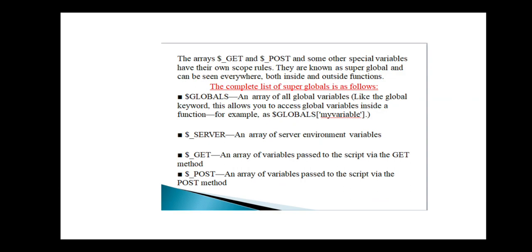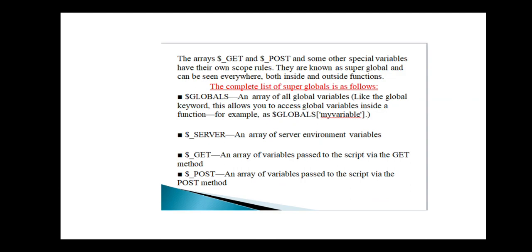So the arrays $_GET and $_POST. This get and post method we had seen in the previous classes. Okay, so here get and post are some other special variables that have their own scope rules. They are known as super globals and can be seen everywhere, both inside and outside the function. Okay, so get and post method are seen inside and outside the function. The complete list of super globals is as follows.